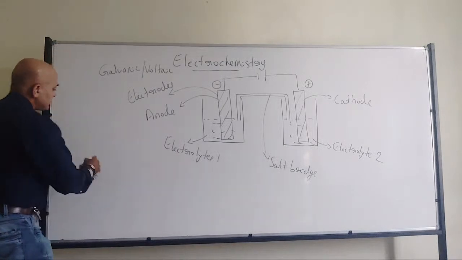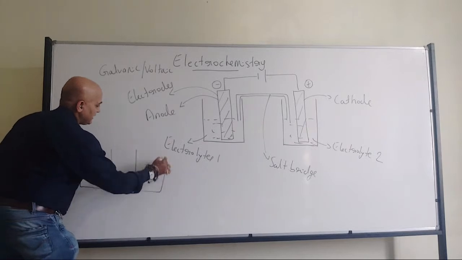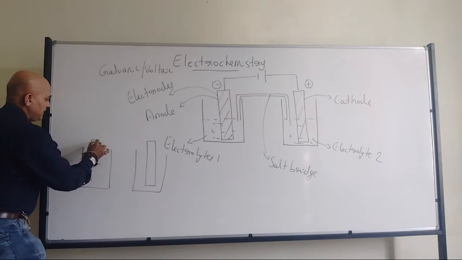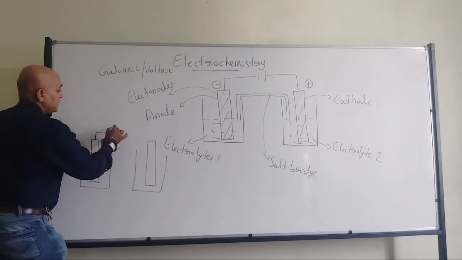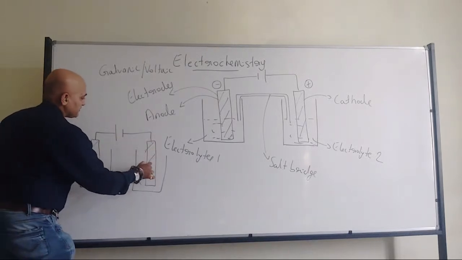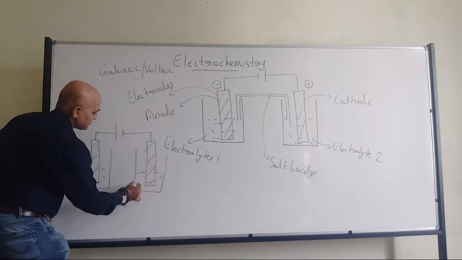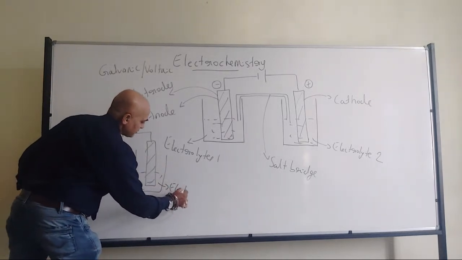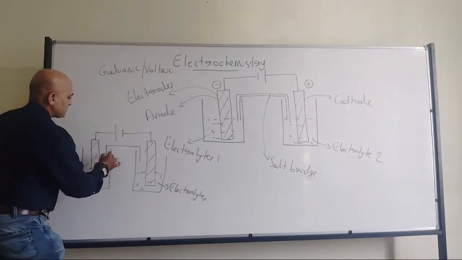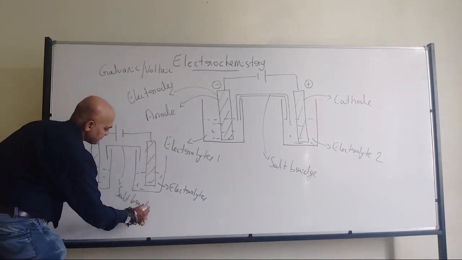But if I go with electrolytic cells, then whatever I have written for the galvanic cell will be a reverse situation. All the other things will be the same. There will be the presence of electrolytes, no doubt. There will also be the presence of a salt bridge.